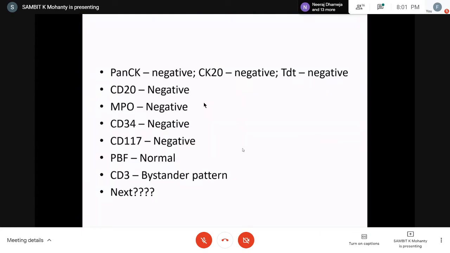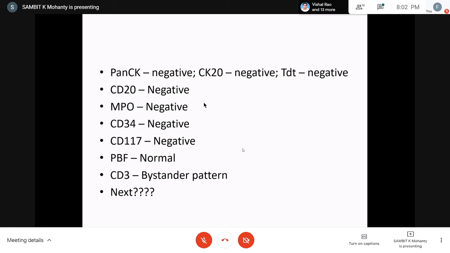When I worked it up, I did a pan-CK. To begin with, it was negative. I did not do a CD45 in this case in the beginning. I did a CD20 and a CD3. CD20 was negative, and CD3 showed a bystander scattered T cell pattern. Then I thought, let me do a CD45. CD45 was strongly positive. So I know I'm dealing with a hematolymphoid neoplasm probably, but it's CD20 and CD3 negative. All my T cell markers were negative.